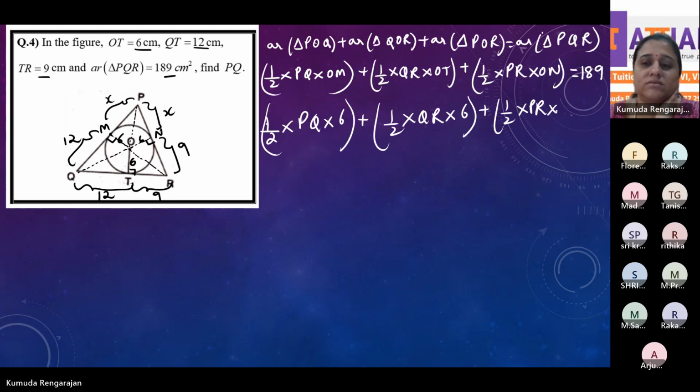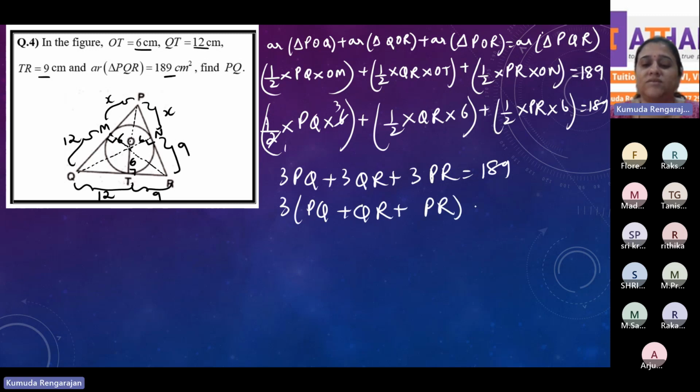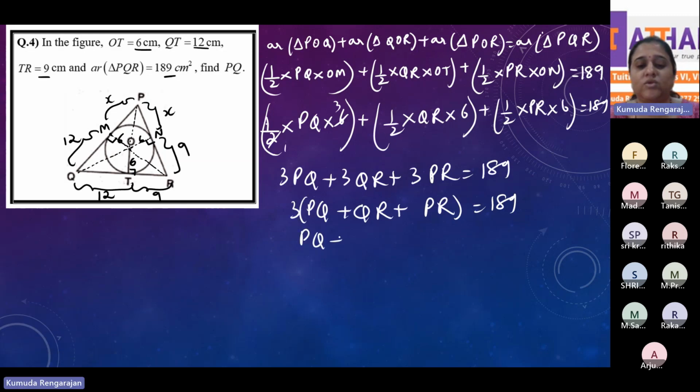ON, which is 6, is equal to 189. So it'll be 3, no? 2 ones are 2. So you'll get 3 PQ plus 3 QR plus 3 PR is equal to 189. Now you can take out 3 common. So you can now write PQ plus QR plus PR is equal to 189. 3 can go for division there. So PQ plus QR plus PR is equal to 189 by 3, which is 63.